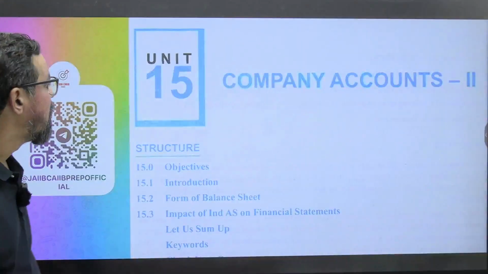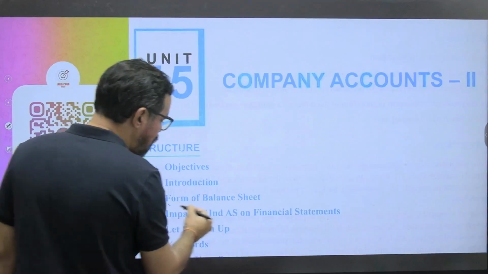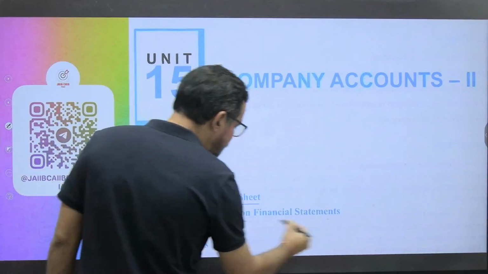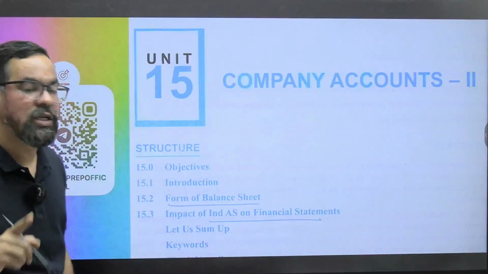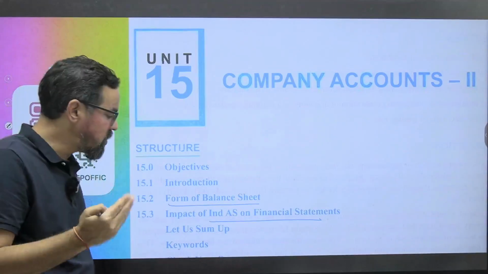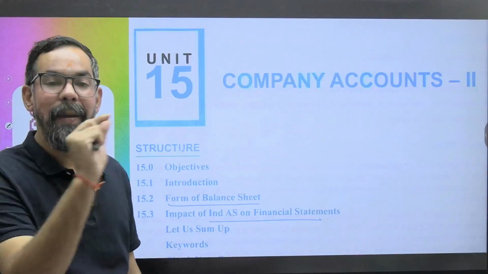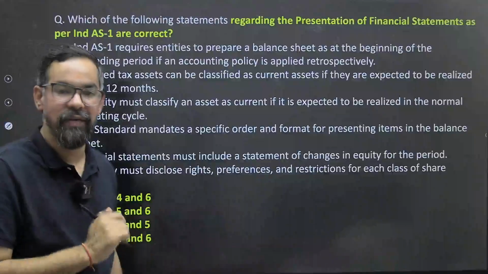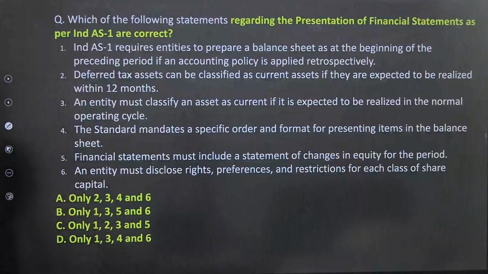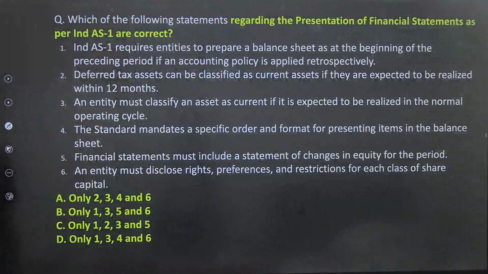Next one. Company Accounts 2, where we have form of balance sheet, and impact of Indian accounting standards on financial statements. These are the two subtopics. When it comes to Indian accounting standards, we have 41 Indian accounting standards. So their impact on the balance sheet is generally given in this case, right? So first question on your screen, guys. Please quickly go through this one and try to answer.